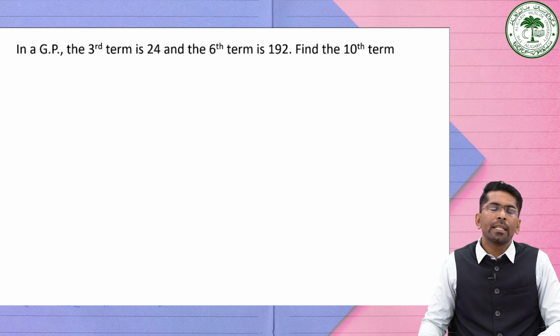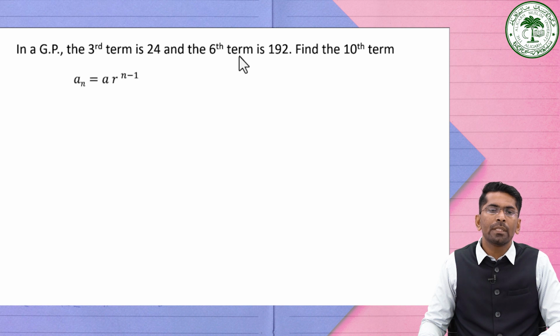Now consider another example. In a geometric progression, the 3rd term is 24 and the 6th term is 192. We want to find out the 10th term. We don't know what actually the first term and the common ratio are. But at the same time, the 3rd term and the 6th term are given.